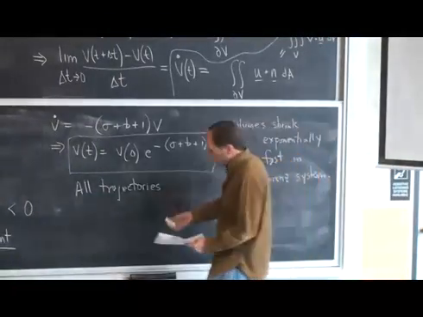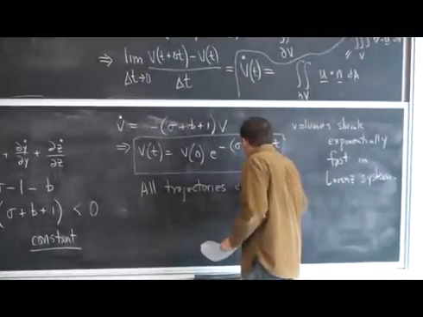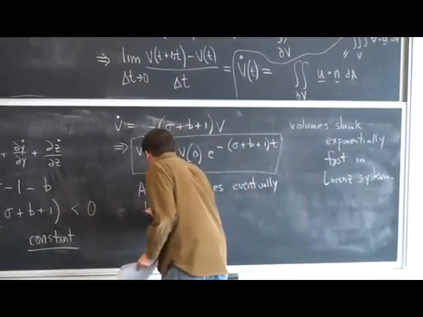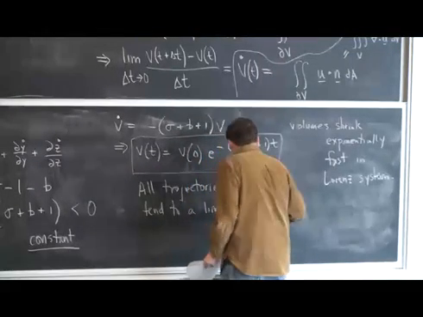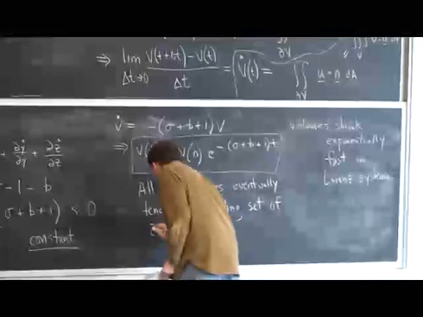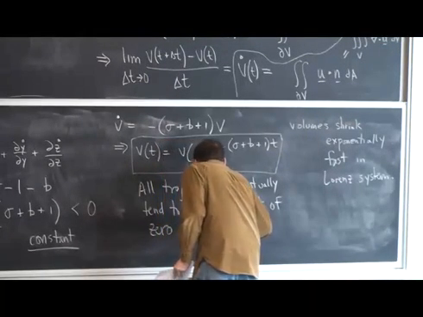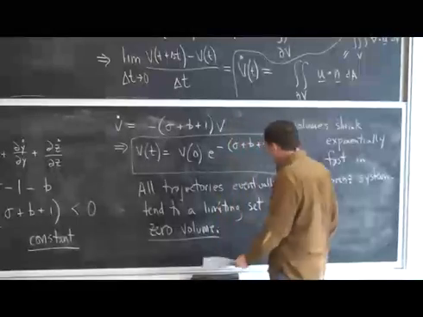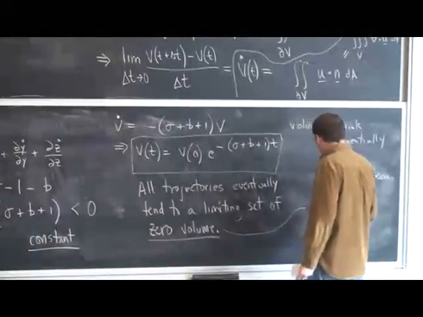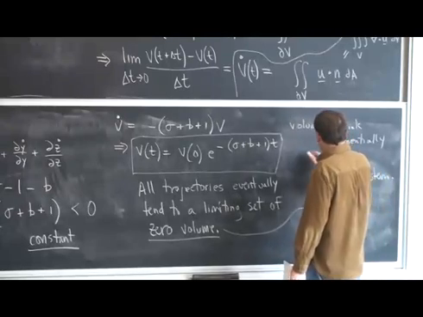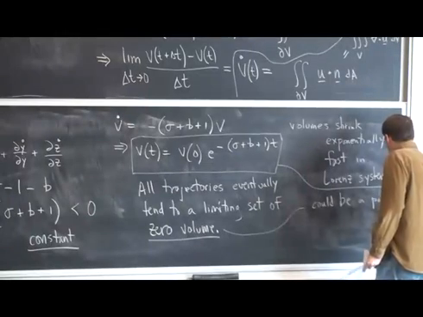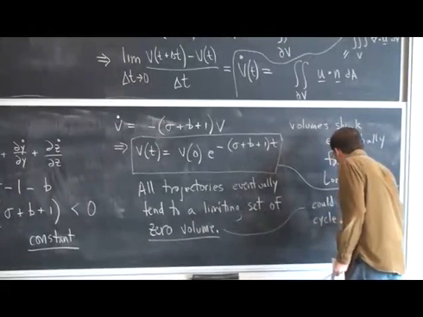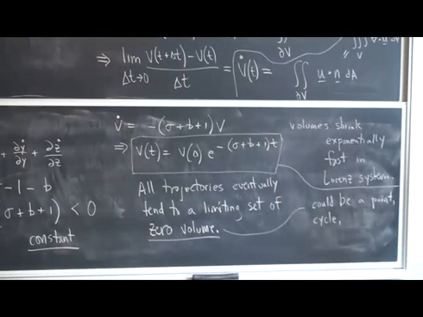And so that means that all trajectories end up on some limiting set of 0 volume. Zero three-dimensional volume. And so what could such a set be? Well, it could be various things. It depends on the parameters. So the set could be a point. It could be a cycle. You might imagine it could be a surface of some kind, but that is not seen here.